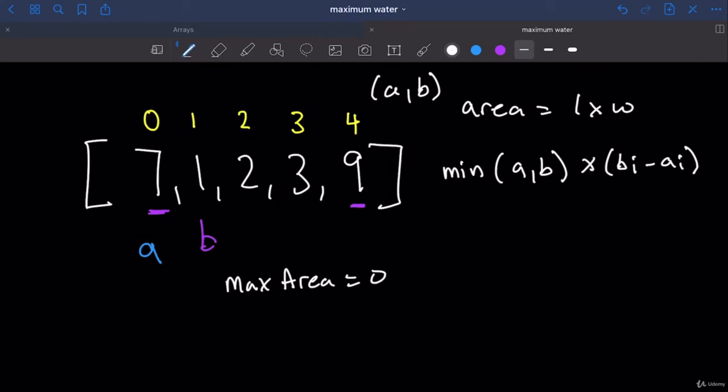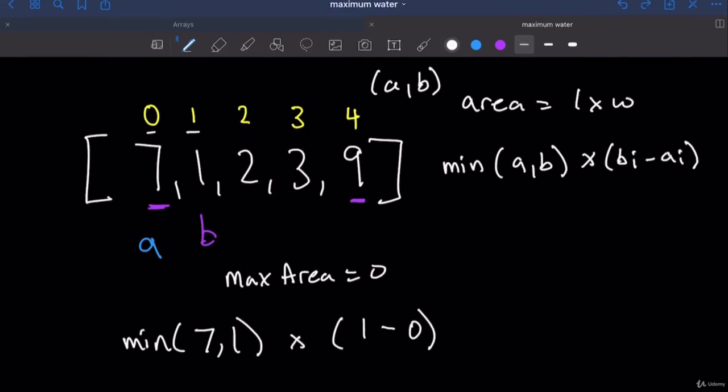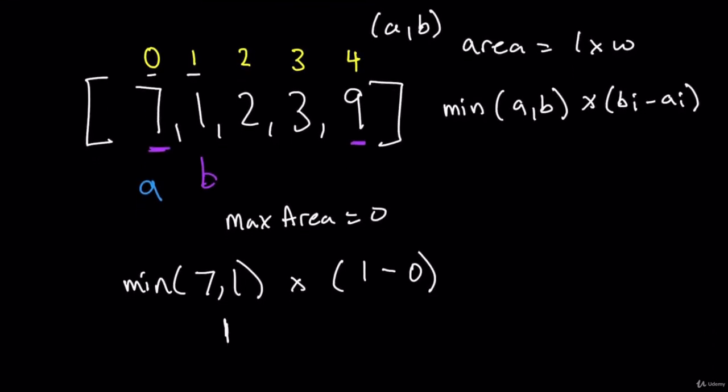We just say max area, which has to be a number, and the smallest number is 0. Now we run our formula against the two elements we've selected. So we get the min value between 7 and 1, and then we multiply this by b of I, which here we can see b index is 1, minus the a index, which is 0. So minimum between 7 and 1 is 1, and 1 minus 0 is also 1. So this means that our max area, 1 times 1, is 1.